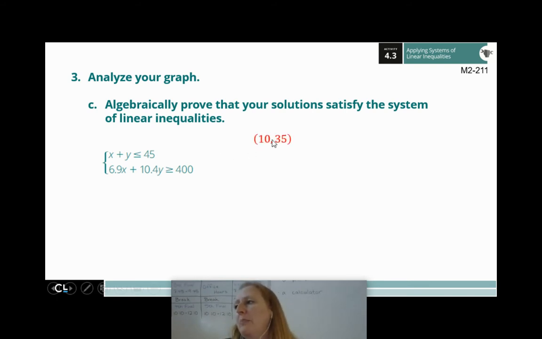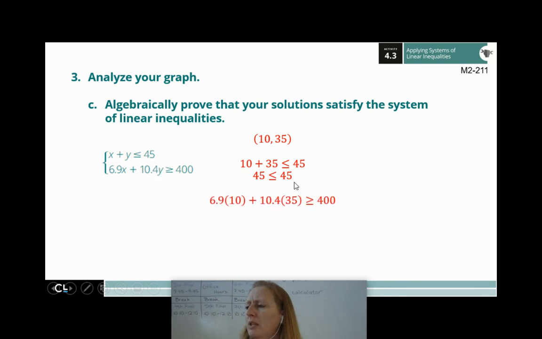So first point I picked was (10, 35). So x plus y is less than or equal to 45. 10 plus 35, which is 45. Yeah, that's less than or equal to 45. Good job. Let me check the other equation. 6.9 times 10 plus 10.4 times 35. Totally used a calculator here. 6.9 times 10 is 69. 10.4 times 35 is 364. If I add those together, I get 433. And yes, that is greater than or equal to 400. So this is a solution.